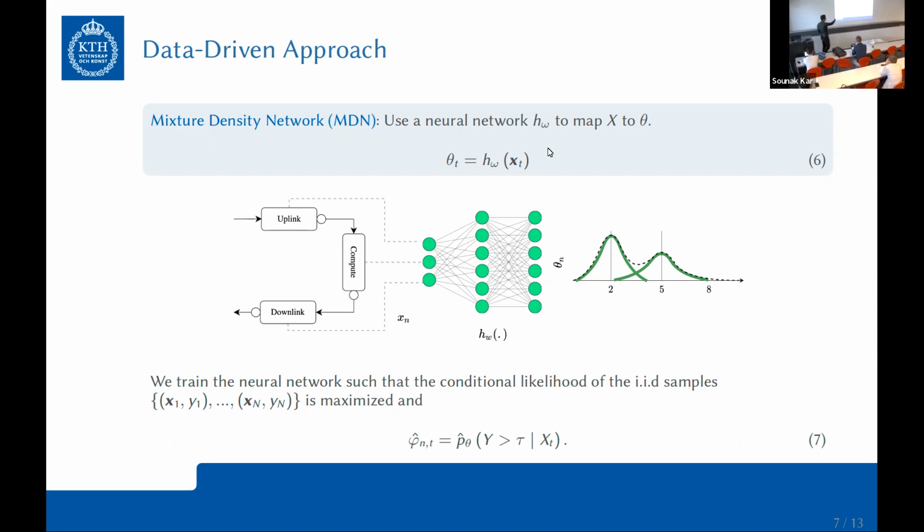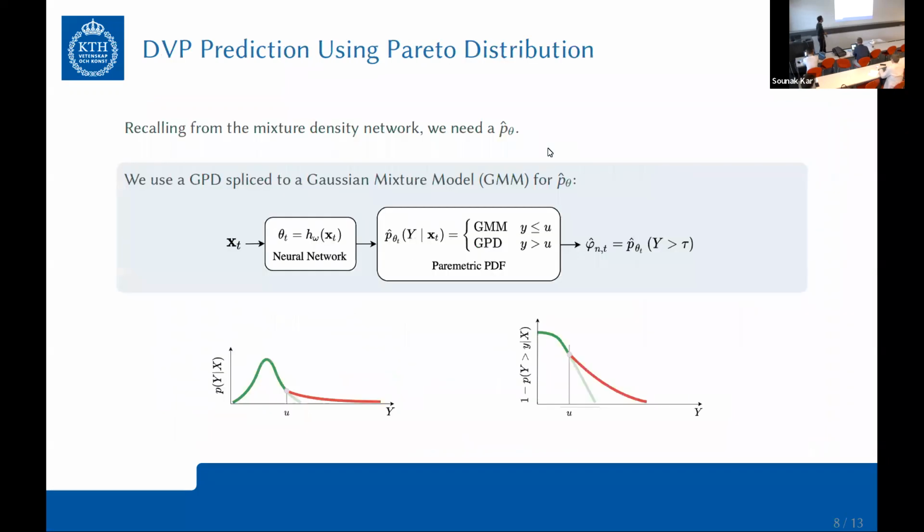If I have a relatively large data set, I can train this neural network to give me the proper parameters for every condition that I can tell. So I estimate that phi, which was the DVP, with the probability of the end-to-end delay of the network. So this will be the structure of the predictor. We will have the xt, which is the condition of the network at time t. Then we give that to the neural network, which is trained. And then there will be a parametric PDF, which, as I said, you can refer to the paper.